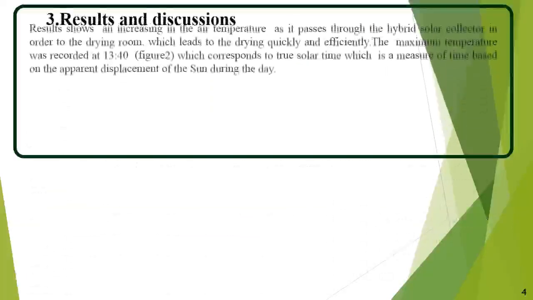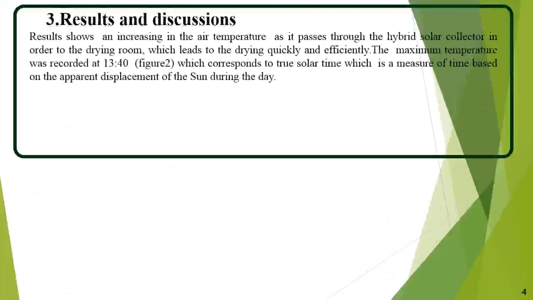Results and discussion. The results show an increase in the air temperature as it passes through the hybrid solar collector on its way to the drying room, which leads to drying quickly and efficiently. The maximum temperature was recorded at 13:14, figure 2, which corresponds to the true solar time, which is a measurement of time based on the apparent displacement of the sun during the day.